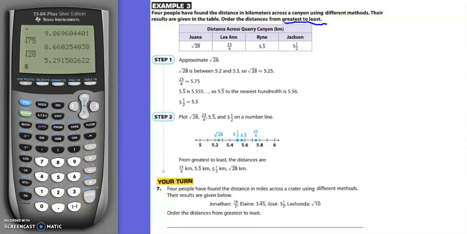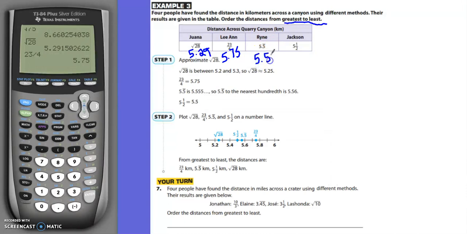So for the square root of 28, I get about 5.29. Alright, 23 fourths, I get 5.75. Then 5 and 5 tenths, or well, it's a repeater, so it's like 5.555 forever and ever. And then 5.5, you should have that memorized as 5.5. If you need to, you can line up the decimal point and compare them.